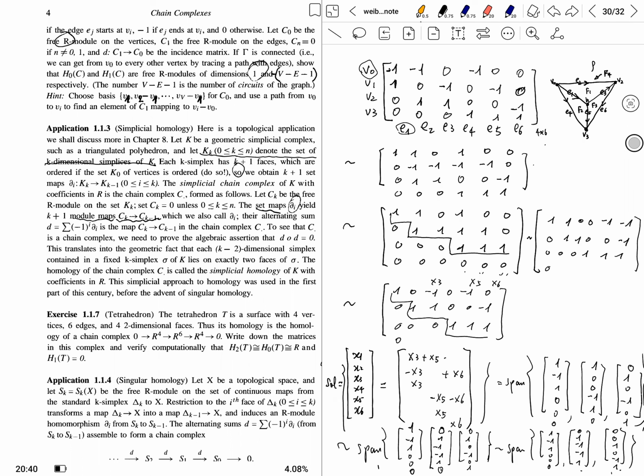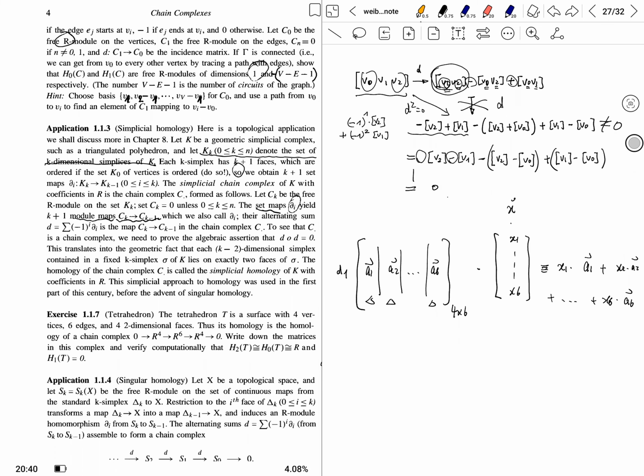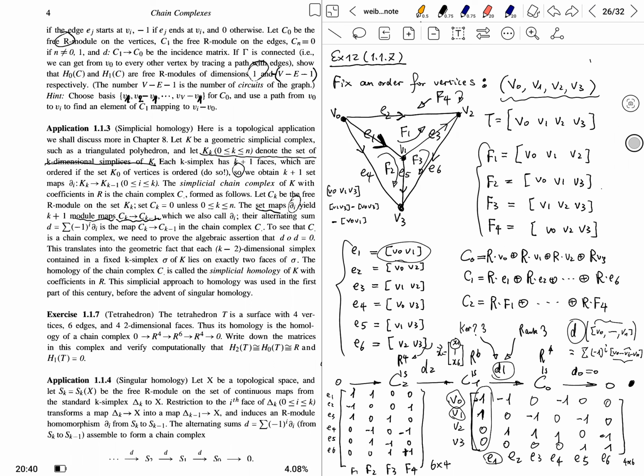Okay, and so I left H2 for you to check by yourself. What is left to do is just H2. Still what we have to do is just check the kernel of D2. And in that case, what you have to show is that the kernel of D2 is generated by one vector. Okay.